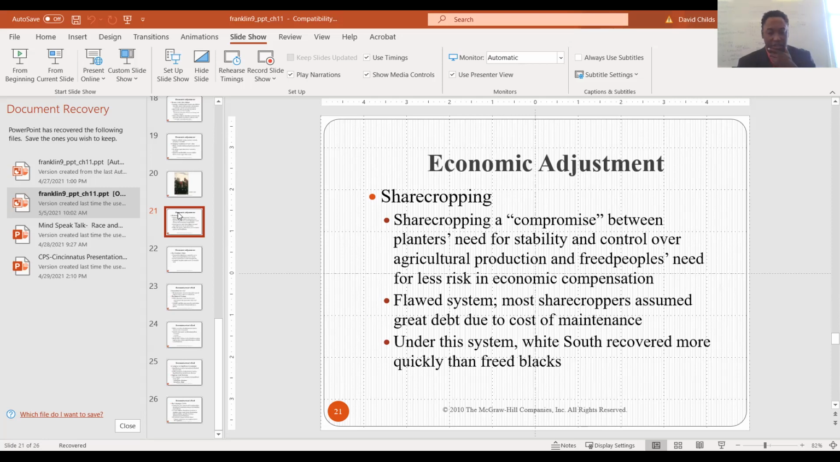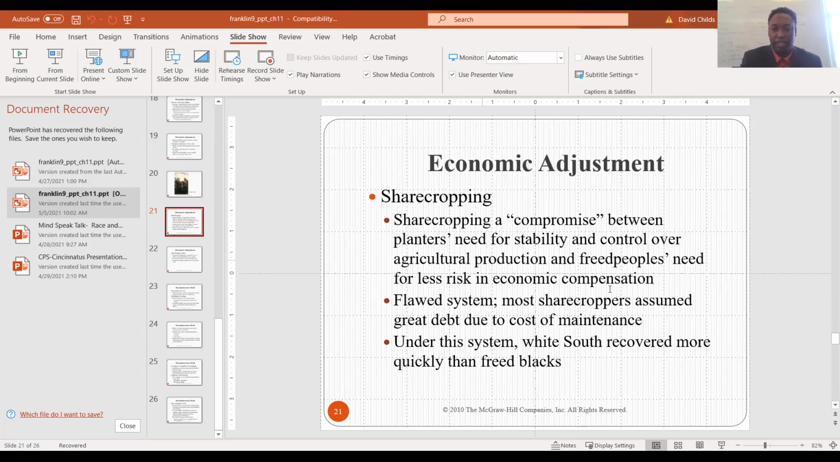Looking at the slide here: sharecropping, a compromise between planters' need for stability and control over agricultural production and free people. So the closest thing to slavery for the white planters. They needed the labor. They also wanted to control the farming. They didn't want to give Blacks that power, and they wanted to control free Black people. So that's what sharecropping was all about.